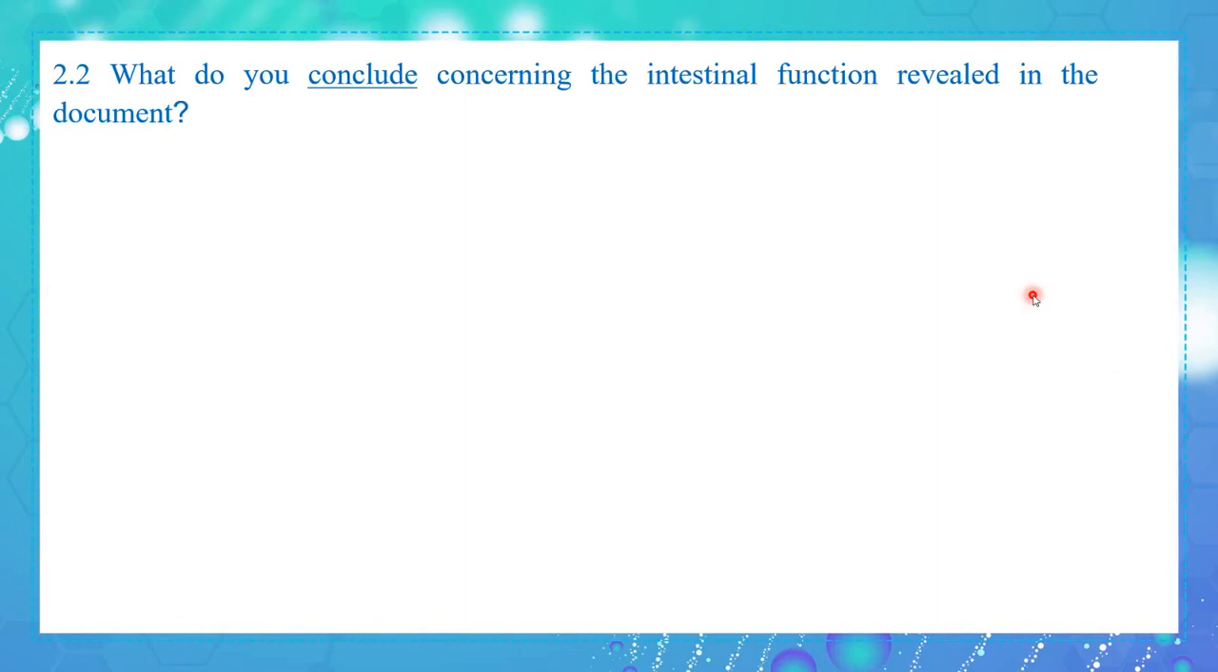What do you conclude concerning the intestinal function revealed in the document? Now, after we have analyzed the graph and noticed that the quantity of nutrients is decreasing in the small intestine and increasing in the blood leaving the small intestine, we have to conclude the intestinal function shown by that graph. So the revealed intestinal function is intestinal absorption. How did we know that? Since the nutrients are moving from the small intestine to the blood leaving the small intestine, we know that absorption is taking place.